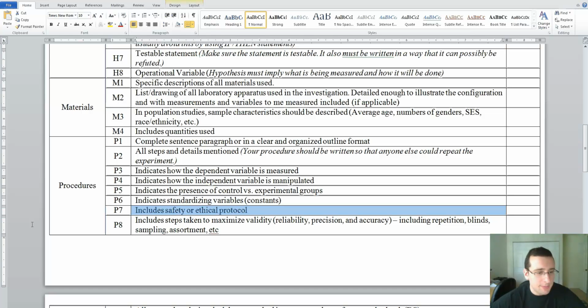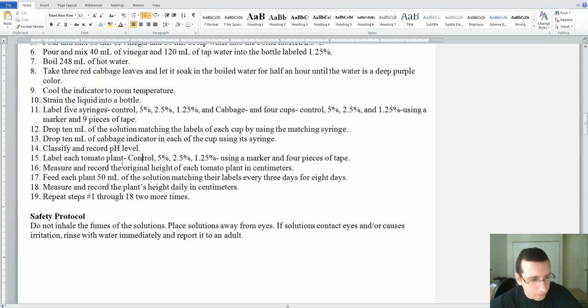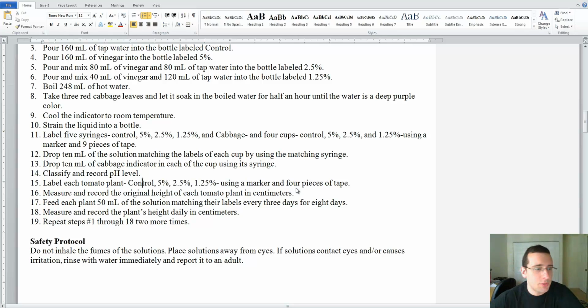Now, includes steps taken to maximize validity, reliability, or precision. That includes repetition, tools, things like that. She never mentioned that she was going to use the most accurate type of ruler that she could, but she did say she was going to do it in centimeters instead of inches, and that's good because centimeters are more precise than inches. But she could even have done it in millimeters instead of centimeters. So I think that's one thing she could have done better in terms of precision.